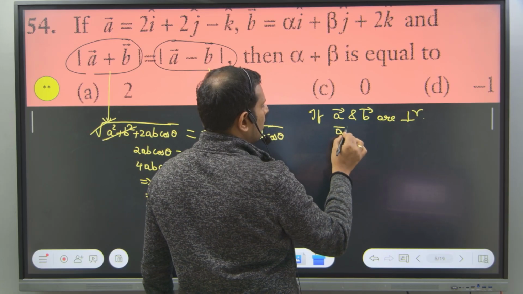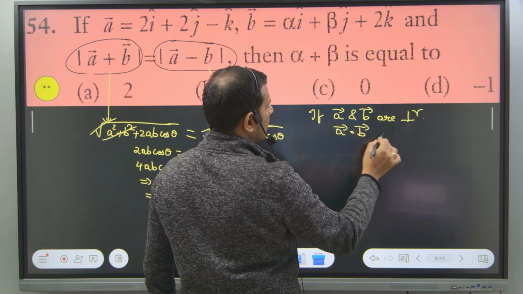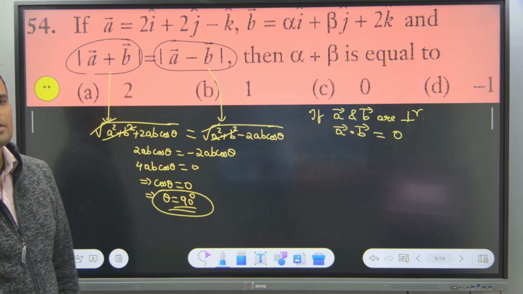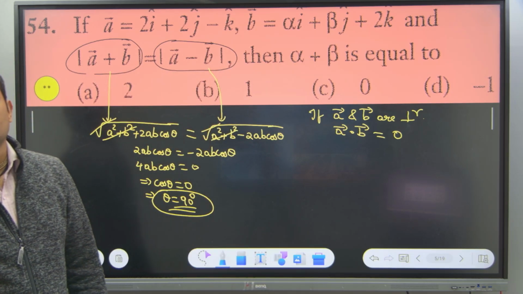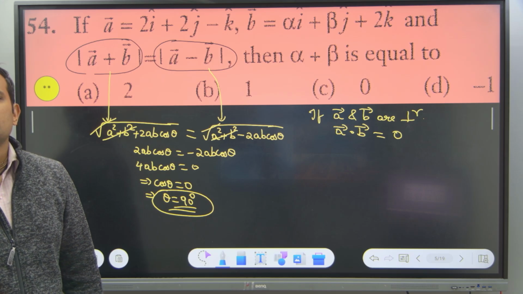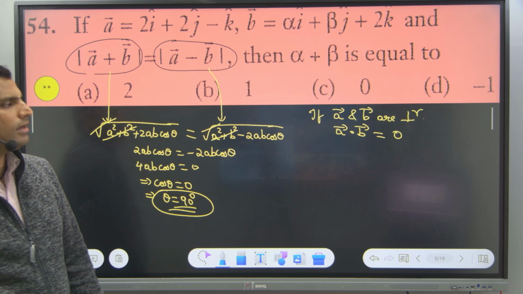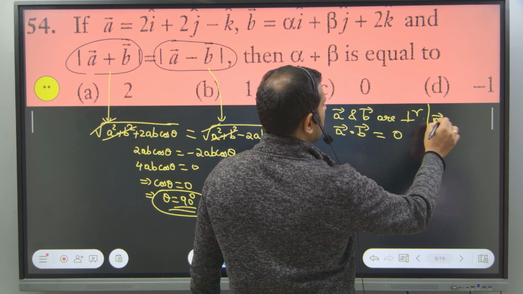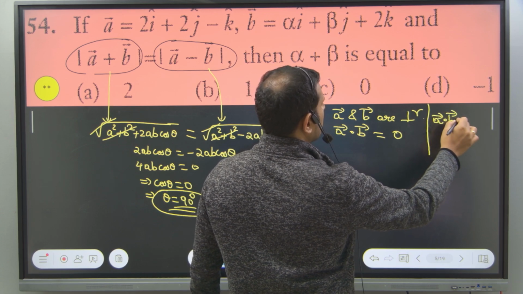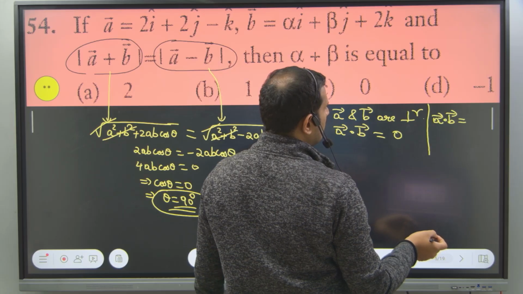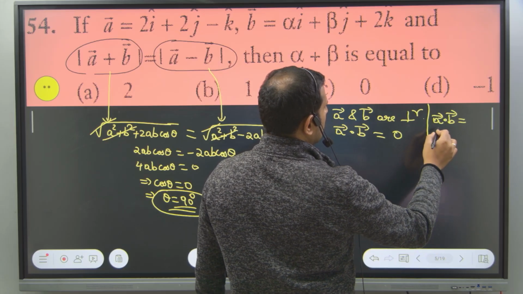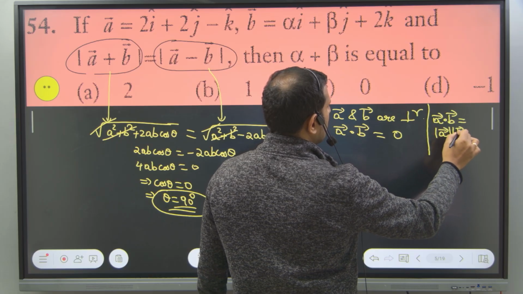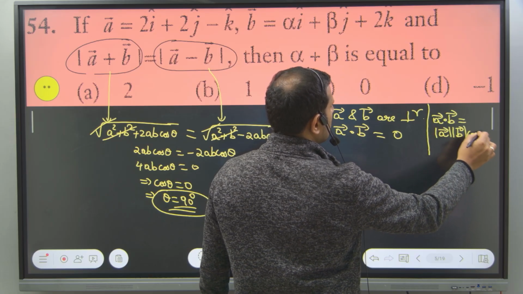Now if a and b are perpendicular, how much is the dot product a dot b for perpendicular vectors? A dot b is 0. Why? What is the formula for a dot b? A dot b is mod a mod b into cos theta.